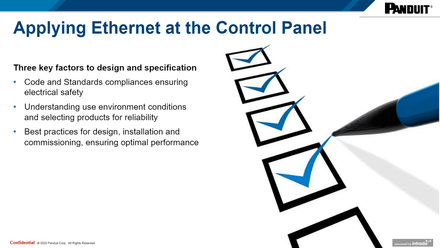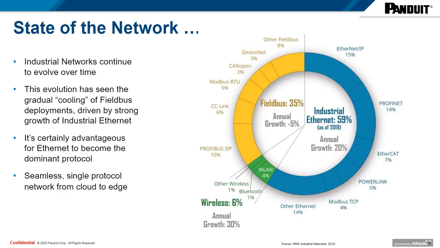The second is really understanding those environmental conditions at and around the machinery. Some of those concepts that Sean talked about earlier about segregating components for noise mitigation also come up very much with the Ethernet design. And then finally, the design, installation, and commissioning practice that is optimal for the Ethernet system, because Ethernet's connected at that control panel level, the edge device level, but it connects all the way back to the enterprise as well. But for today's conversation, we're going to talk about control panels specifically.